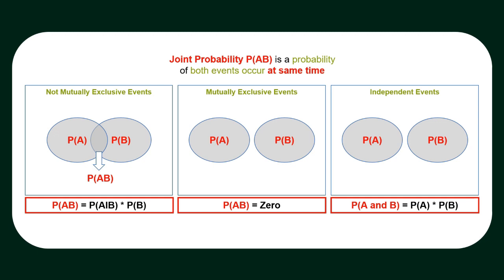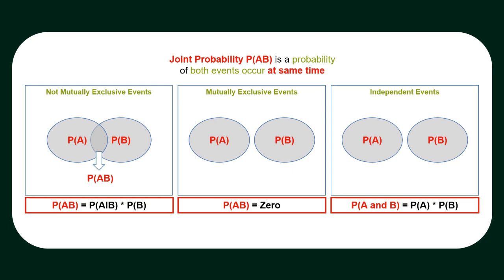As a next step, joint probability of event A and event B, which is probability of both events occur at the same time. In case of not mutually exclusive events, joint probability is number of events occurred in the overlapping area A and B divided by total number of events. Kindly note, in this case, we are dividing it by total number of events, not by number of events in B section, as was in the case of conditional probability. We could also calculate joint probability by multiplying conditional probability with probability of event B.